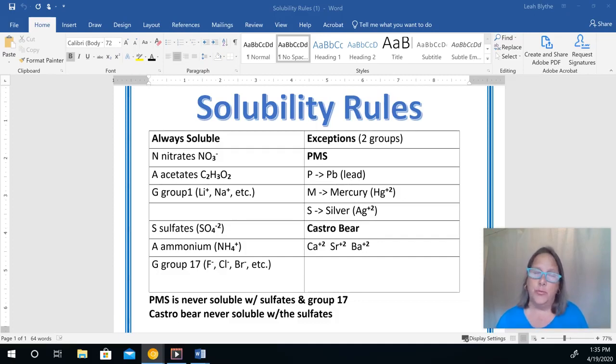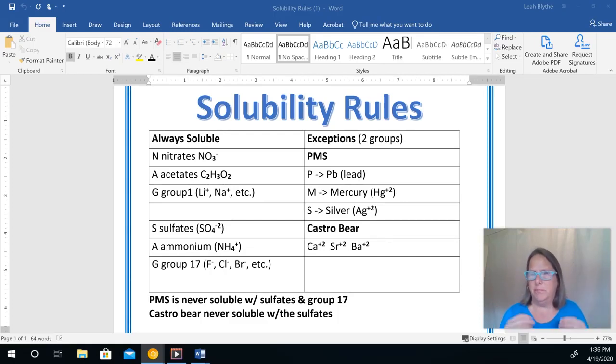Any element from group 1 is always soluble. Sulfates are always soluble. Ammonium, not ammonia, ammonium is always soluble. And any element from group 7A, group 17, excuse me. And then exceptions are if you have lead attached to a nitrate, then that nitrate would not be soluble. If mercury is attached to a sulfate, then it's not soluble.